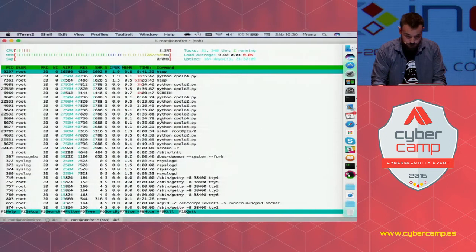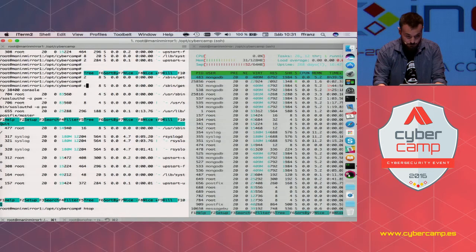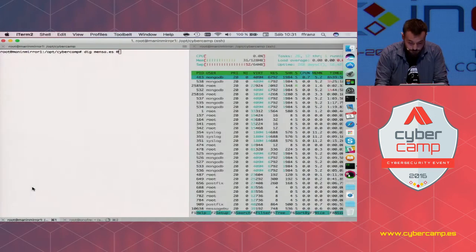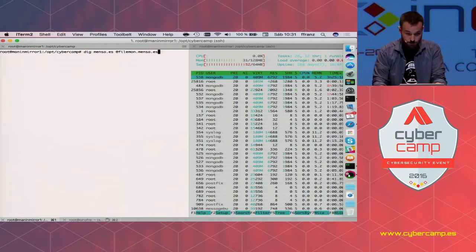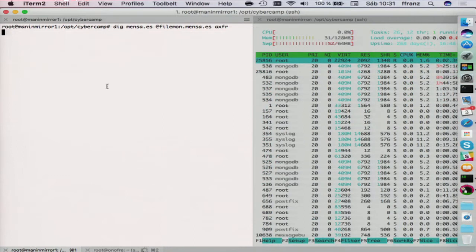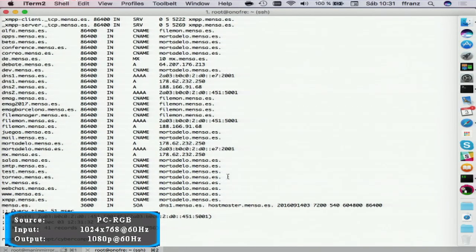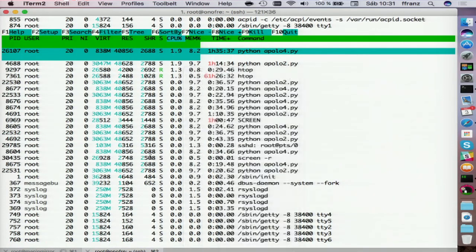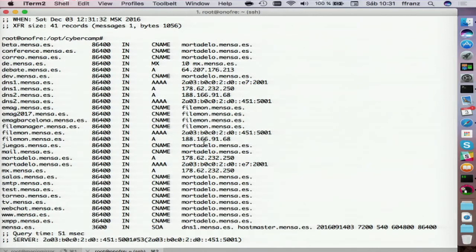So therefore, this command here, if I call Mensa and we ask philemon.mensa.es and then we say axfr, which is the command for the zone transfer. Okay, here it is. It is returning all the registers that are being used on the DNS. So I said that they liked comic strips because one of the names is Mortadelo and Philemon. Well, these are the things that happen.